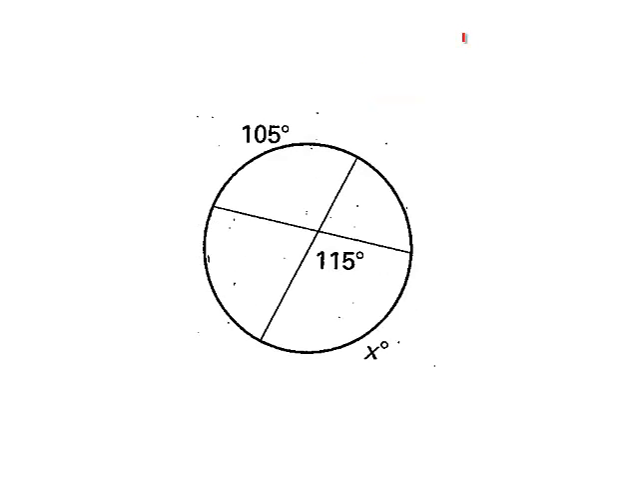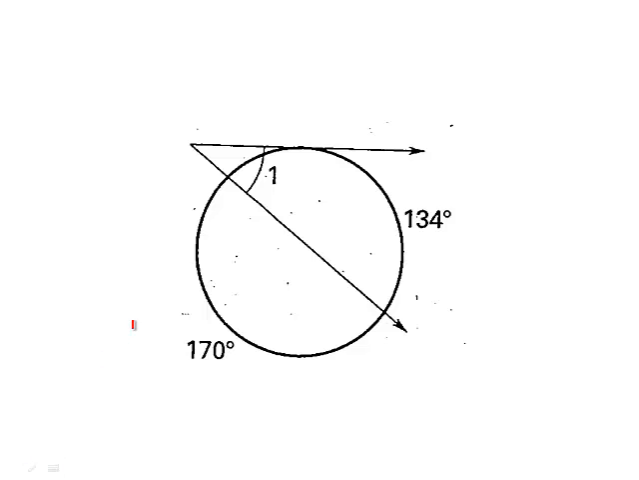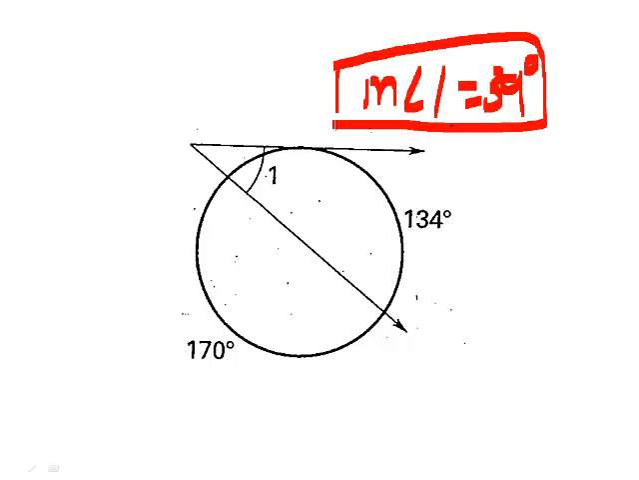If you do this one correctly, you should get the value of x equals 125. You can put degrees or not, it doesn't matter because it's the value of x. Measure of angle 1 is equal to 39 degrees. That's it. So outer minus inner times 1/2.